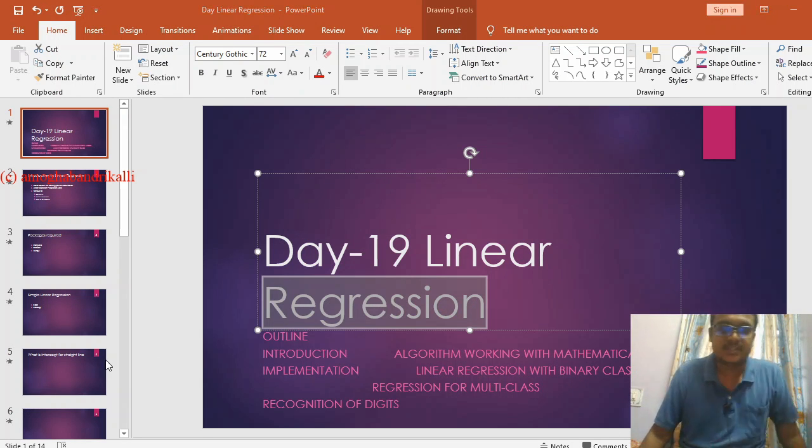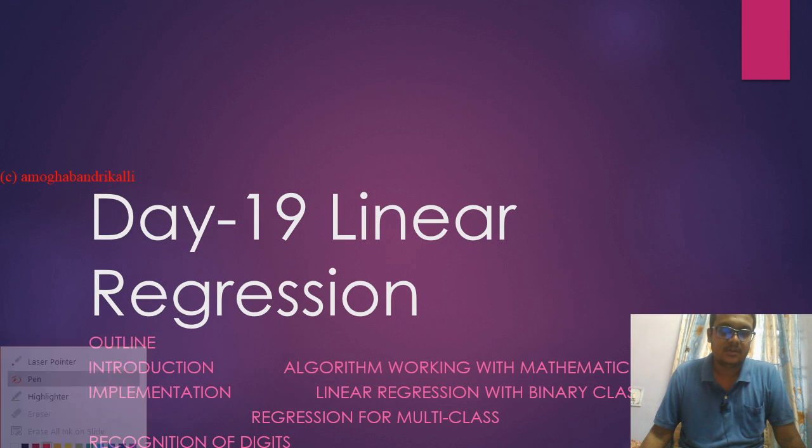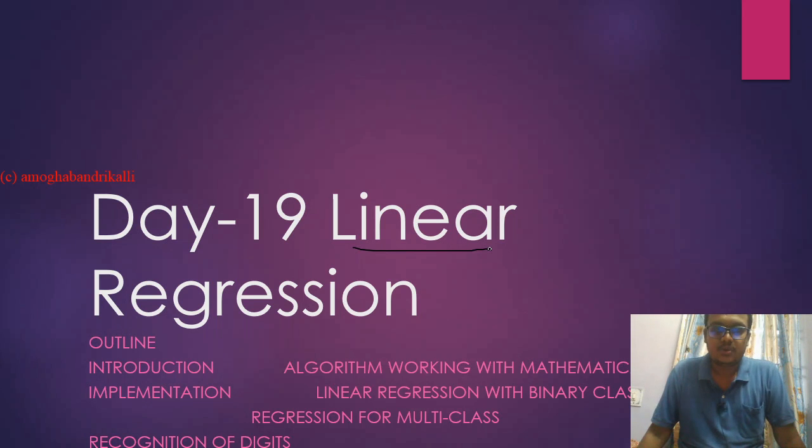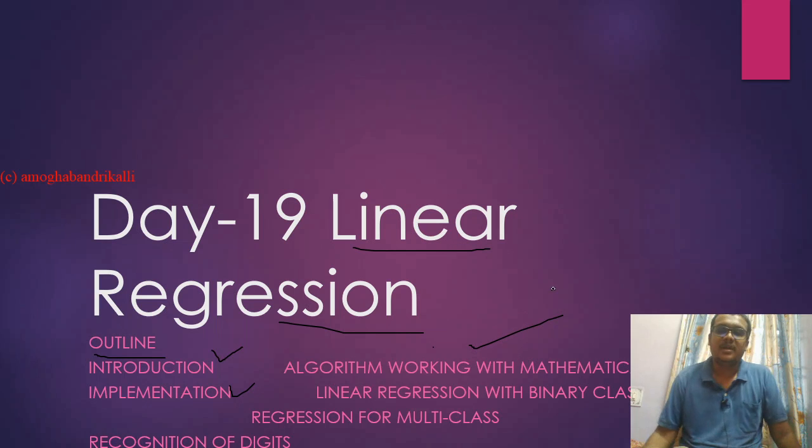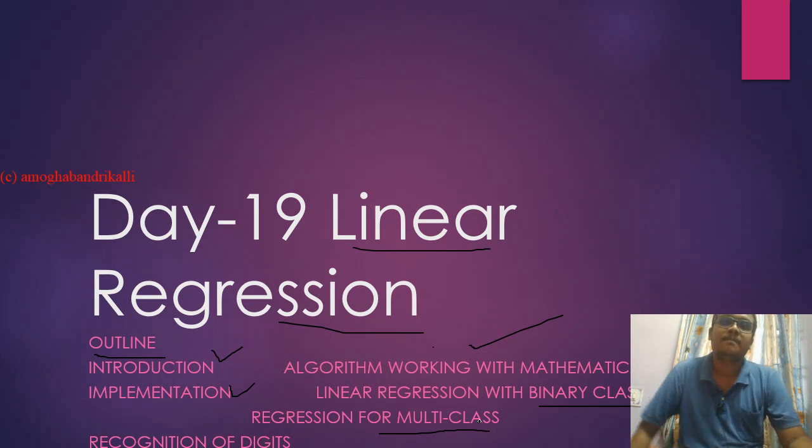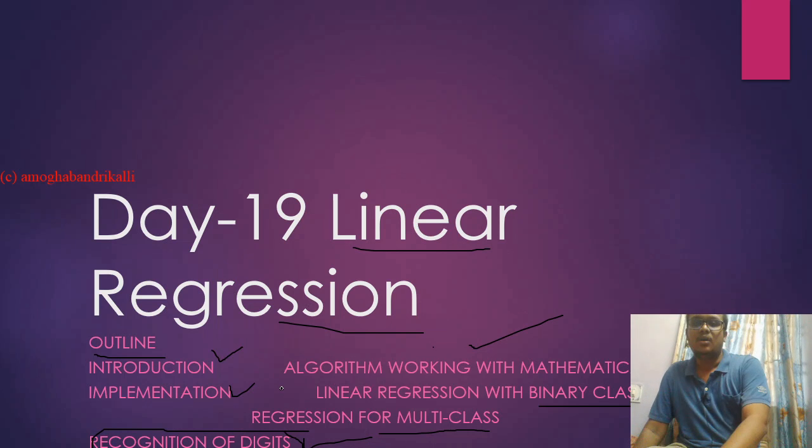So let's dive into today's session. Let me take a pen and change the color to black. We are talking about linear regression. The outline of this talk is the introduction to linear regression, how it works better compared to Naive Bayes, some basic implementation using linear regression, the algorithm working with the mathematical model, linear regression with binary classes, that is 2 decisions, and regression with multi-class, where the decisions will be more than 2. And we have one practical application, recognition of digits. This is the outline of our talk today.